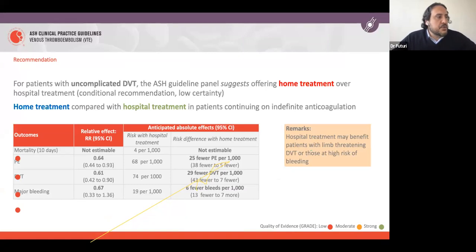So for patients who are presenting with uncomplicated DVT, typically we offer home treatment. Again, you do not need to hospitalize these patients. And this certainly helps reduce the burden of cost, and also patients prefer this. And you can see from the chart below the outcomes where if you're treating them at home versus hospital, there's not a very significant difference. And so hospital treatment really may benefit patients who have either limb-threatening DVT or those at high risk of bleeding. But otherwise, most patients with the DVT can be treated at home.